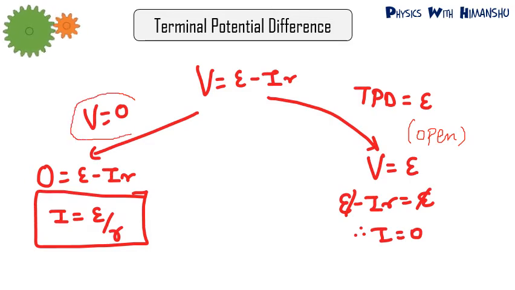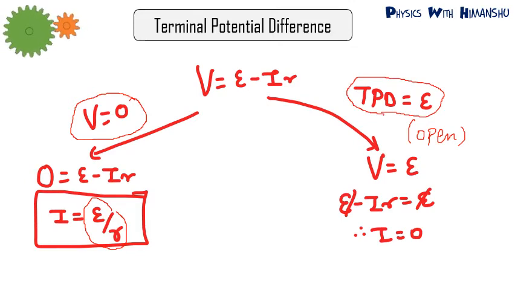When can TPD be equal to 0? Yes, TPD can be 0 when current in the circuit is E by R. And the second condition, can TPD be equal to EMF? Yes, TPD can be equal to EMF when circuit is open, that is, current in the circuit, current in the battery, is 0. So remember both these conditions: TPD can be 0, and TPD can be equal to EMF.